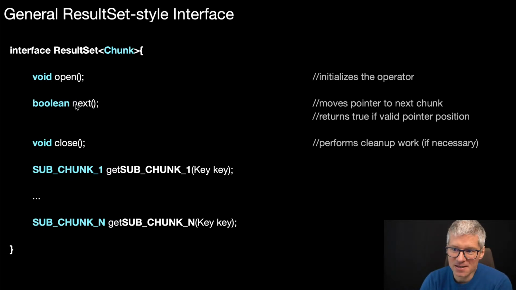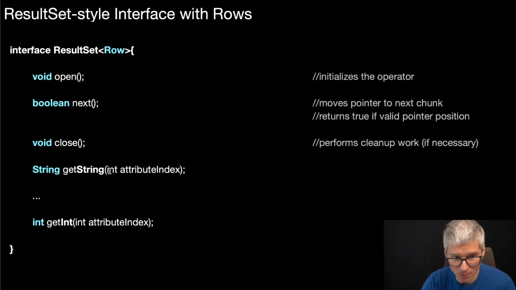But the next method doesn't return the actual chunk of data, the actual tuple. The next method moves the pointer forward, so also a little bit like STL and Boost. It moves the pointer to the next chunk, and it returns true if that is a valid pointer position. If it's false, there's no valid pointer position, it's exhausted, no more elements. And then you have separate methods to retrieve the individual attributes from such a chunk. In more detail, it looks something like that.